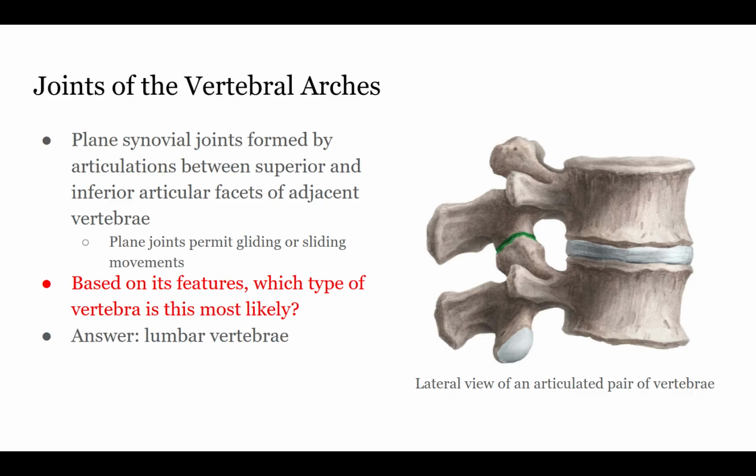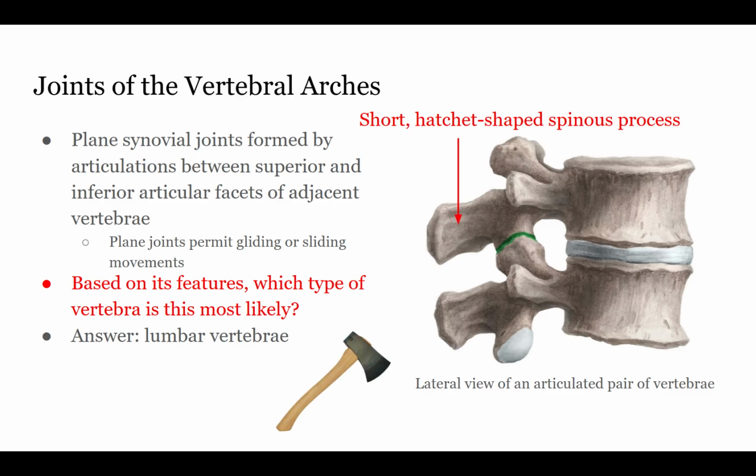The image on the right most likely depicts two articulated lumbar vertebrae. We can think about the regional characteristics that we talked about previously. One of the characteristics of the lumbar vertebrae was the short and hatchet-shaped spinous processes. We can see the resemblance between the head of the hatchet and the spinous processes in the image on the right. Another indicator that tells us that this is a pair of lumbar vertebrae is the direction that the articular facets face. We can see that the articular facets face medially and laterally in this image.